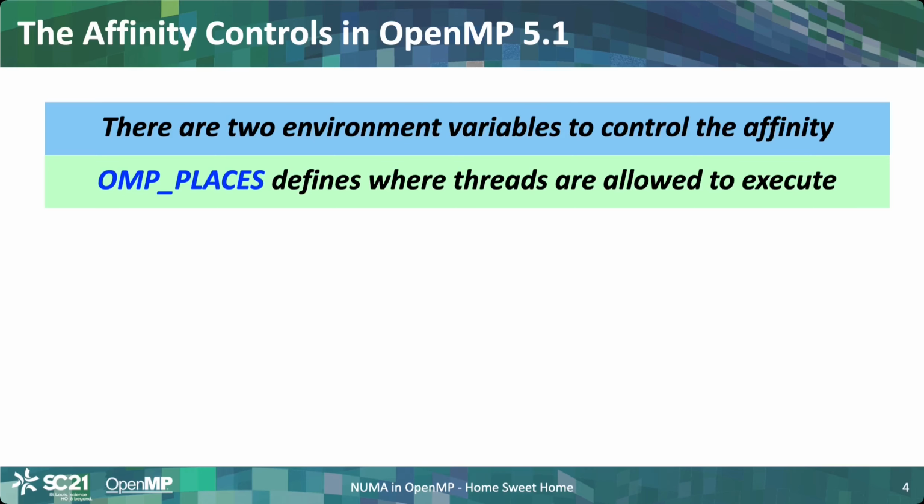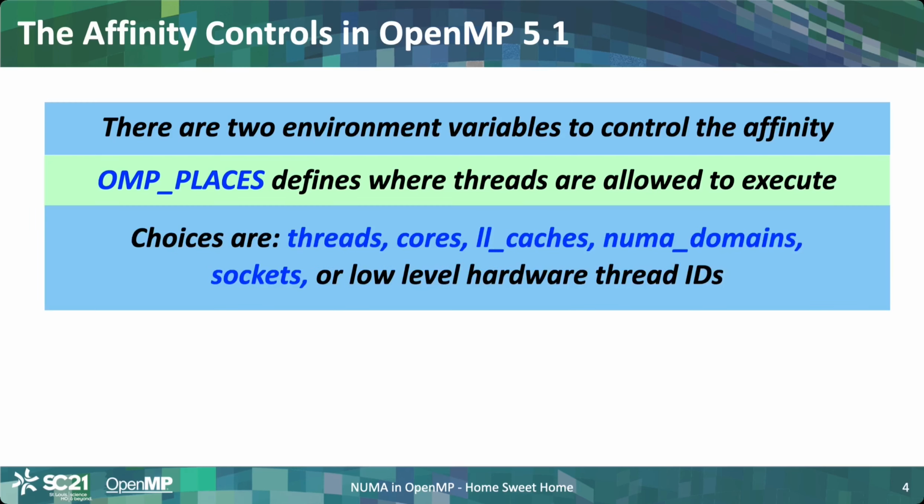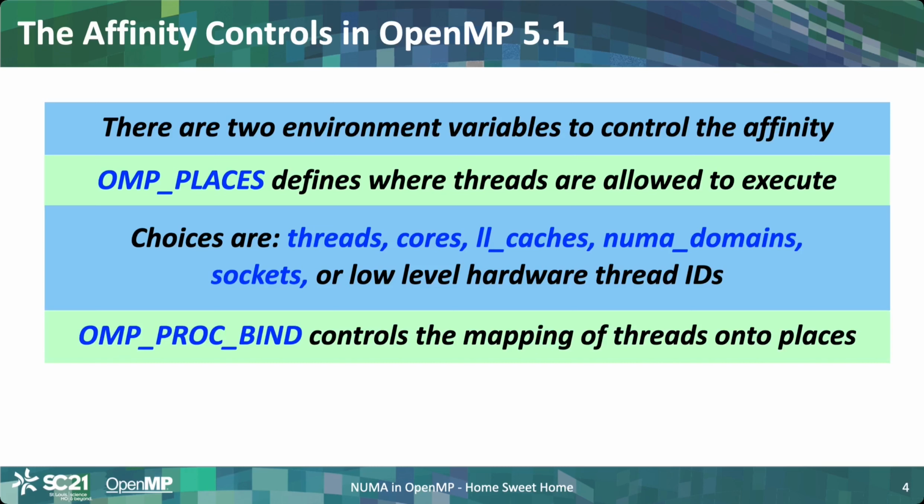And locations could be pretty much anything in the system. Could be the cores, could be sockets, anything you like it to be, you can do. And I'll say a lot more about that on the next slide. For now, I just want to say that you have several choices for the places definitions: threads, core, last level caches, NUMA domains, sockets, or the low level hardware thread ideas that I mentioned in the first part of the talk. A core may or may not have additional hardware threads to accelerate the computations, and OpenMP supports using those. The second variable is called procbind, and that controls how you map your threads onto the places.